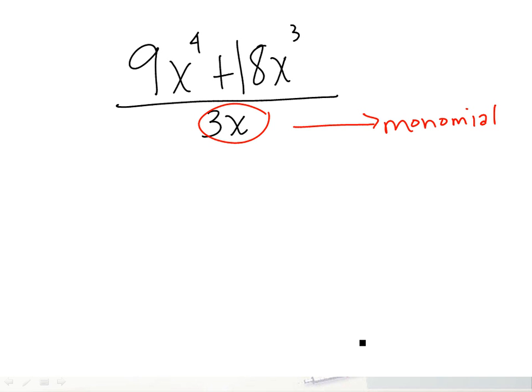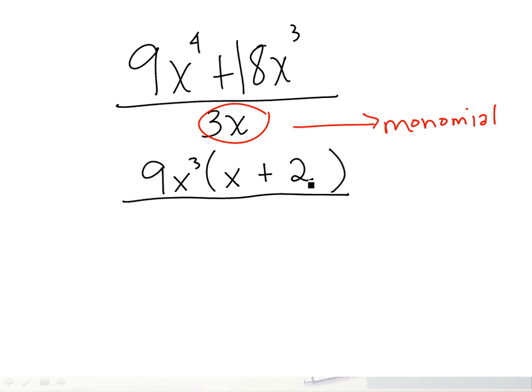How have we in the past simplified expressions? Well, what we did was we factored the numerator. So let's factor the numerator. What is the GCF? It looks like 9x cubed, and then the remaining factor is x plus 2, since 9x cubed times x is 9x to the 4th. Then we have a 3x at the bottom. Now notice here that we have common factors with 9x cubed and 3x. Therefore, we can start canceling.